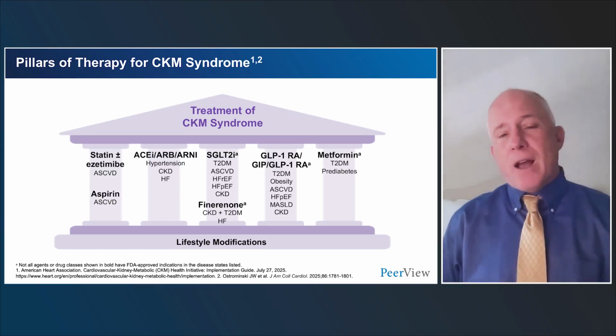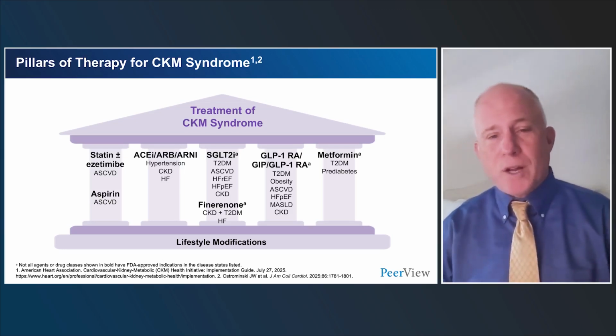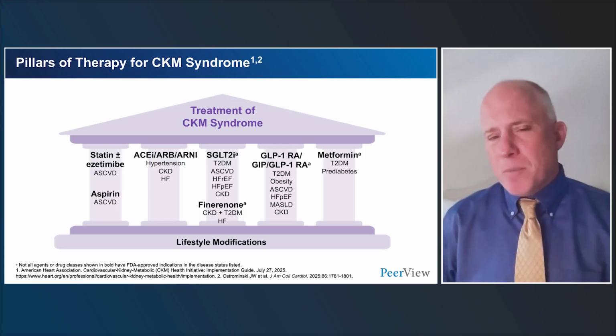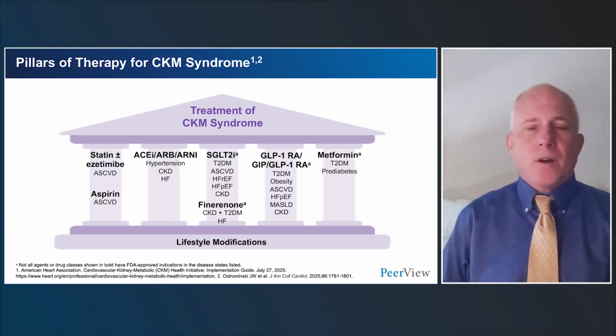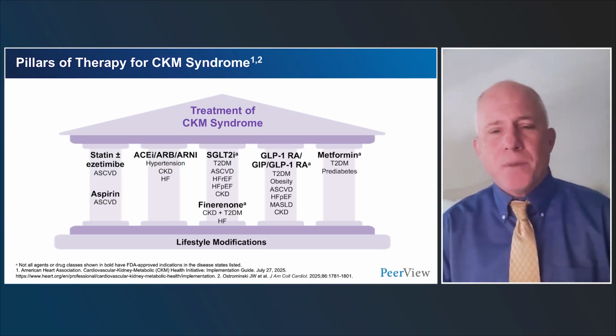GLP-1 receptor agonists and dual incretins have benefits again for type 2 diabetes and obesity. They probably are our most effective pharmacologic treatment for the reduction of obesity.